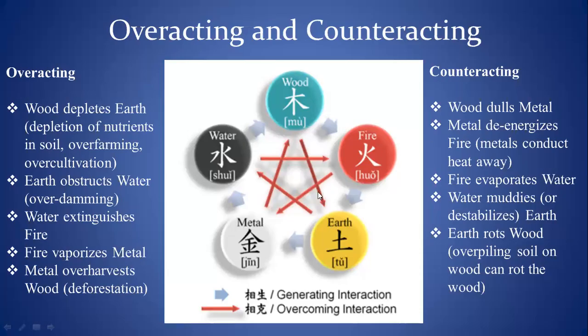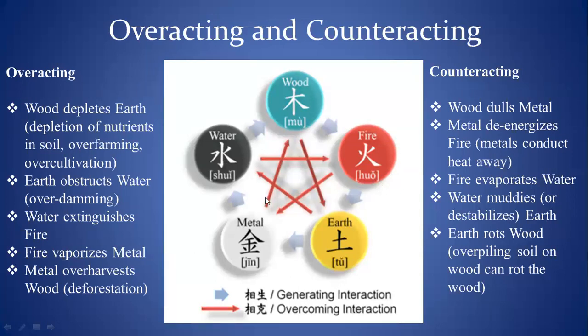So if we go through it, and this is going backwards, wood dulls metal. If there's too much wood, you're chopping away and your axe is going to get dulled over time, and you need to, I guess, sharpen it, but that's the idea. Metal can de-energize fire, so metal can actually conduct the heat away. Fire evaporates the water.